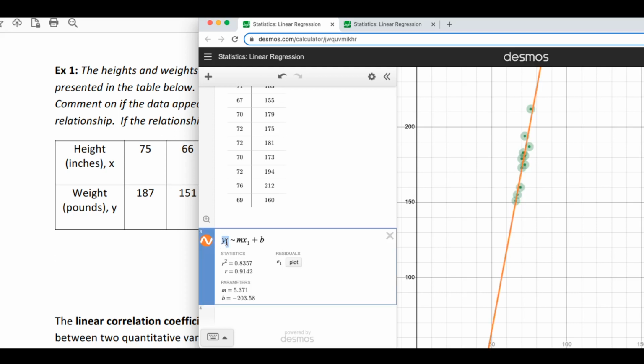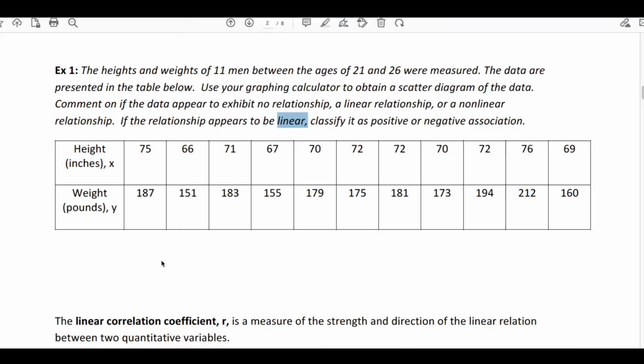The y1 here is the same thing as y hat that we talked about, the predicted y hat, which is mx plus b, where m is the slope. So we can use this equation for this data. We can write y hat equals 5.731x plus, or in this case, minus 203.58. That is the equation that describes this line of best fit.